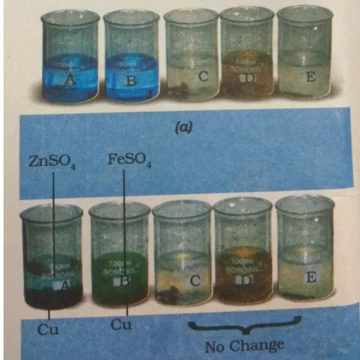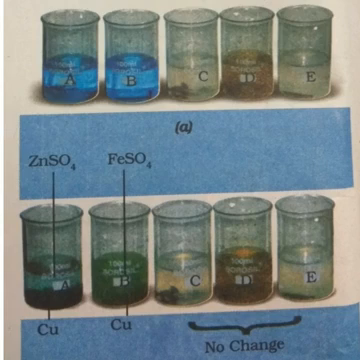Students, you will observe that the blue color of the copper sulfate in beaker A disappears and a powdery red mass of copper is deposited at the bottom of the beaker. The color disappeared because of the formation of zinc sulfate.